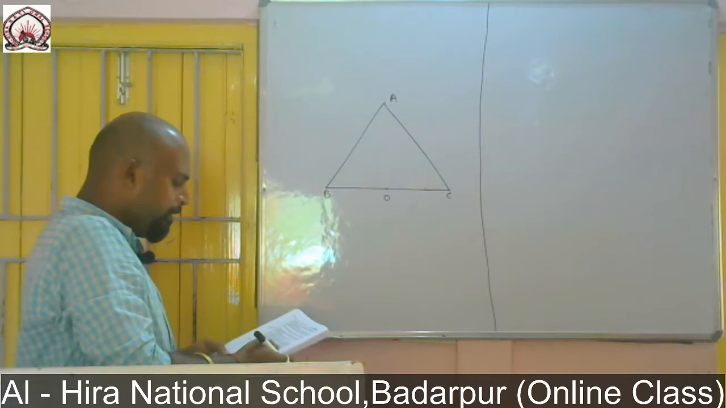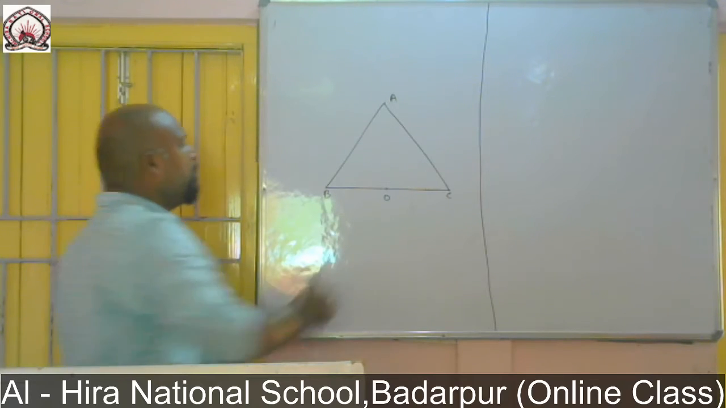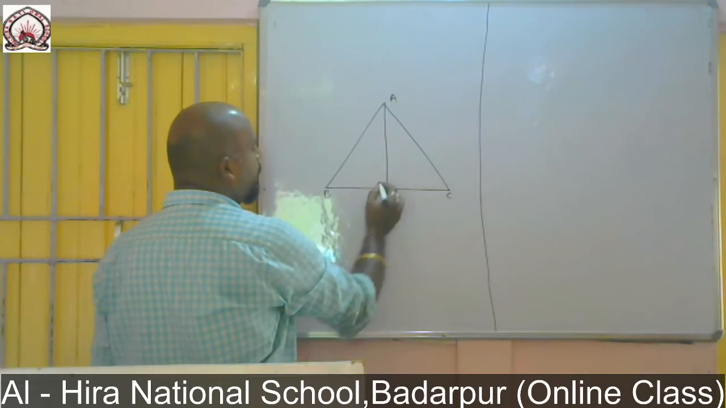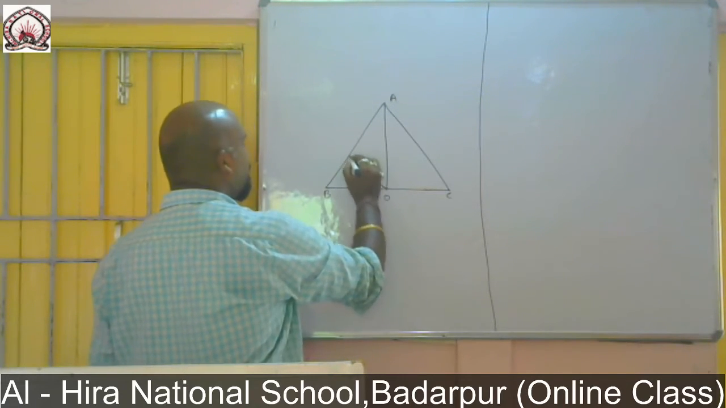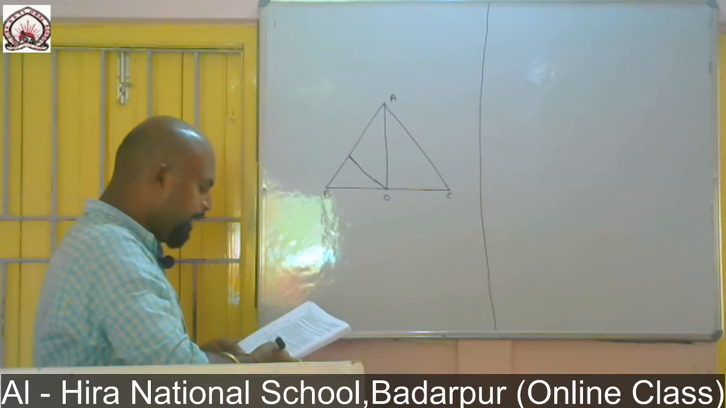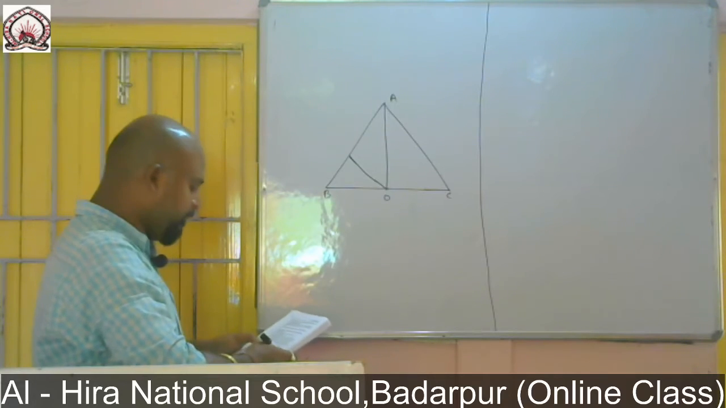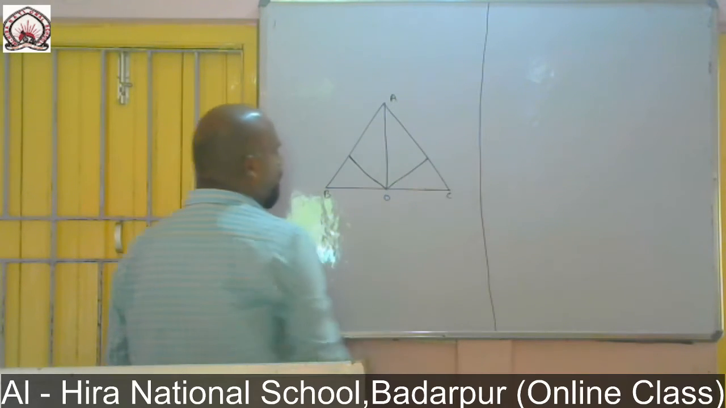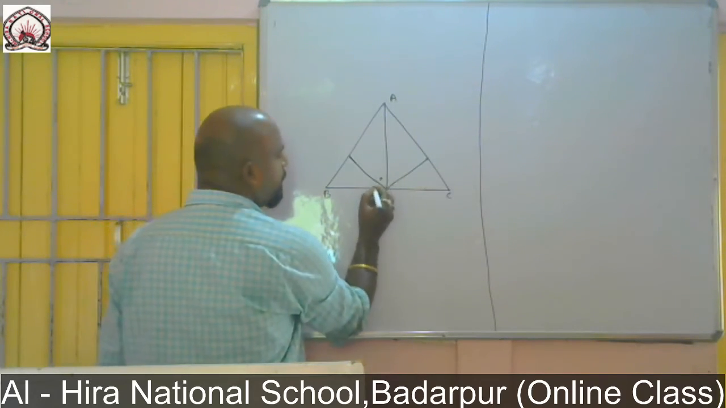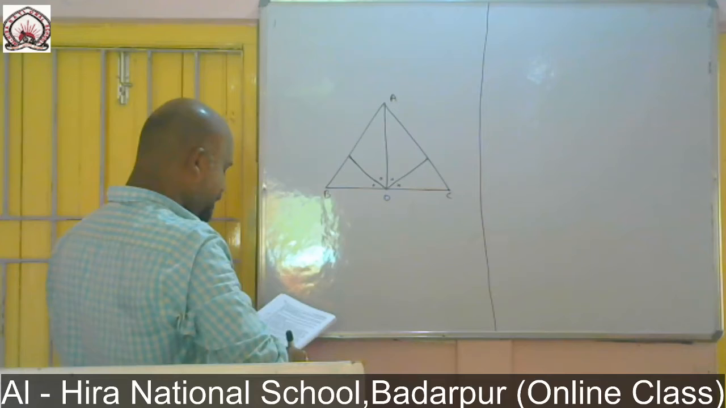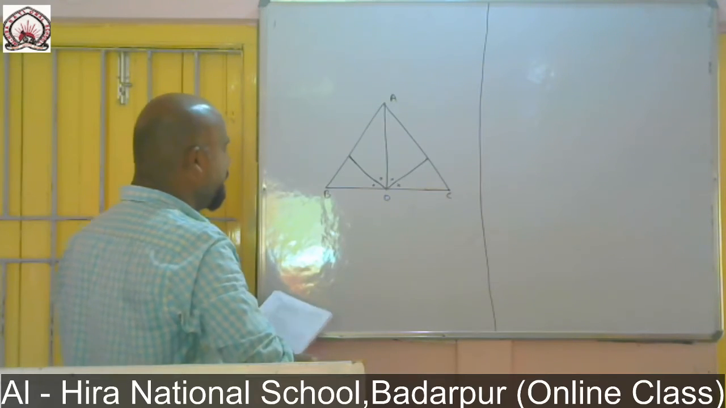Then the bisector of angle ADB. Let us join AD. Let us consider this is the bisector of angle ADB and another bisector of angle ADC. Bisector means this angle is equal to this angle, and this angle is equal to this angle. It meets AB and AC at the points E and F.